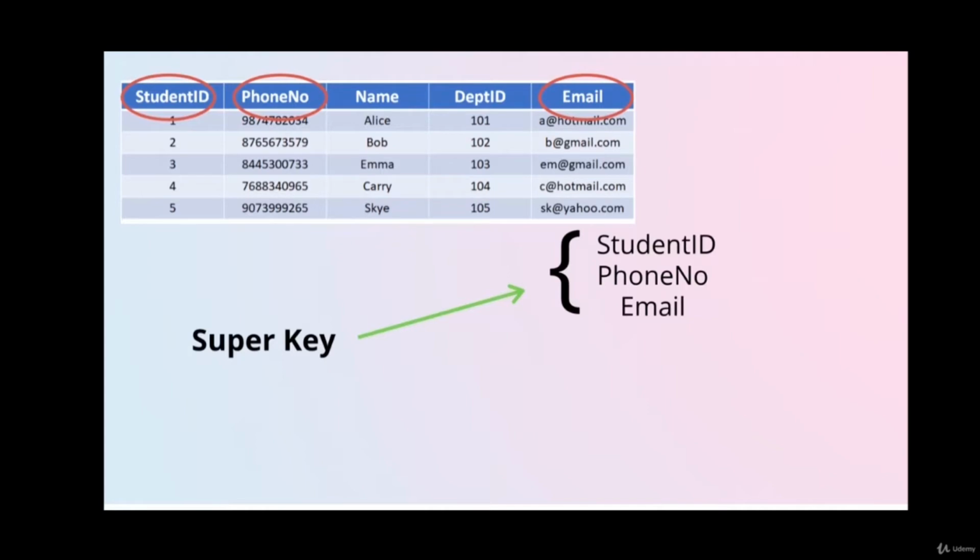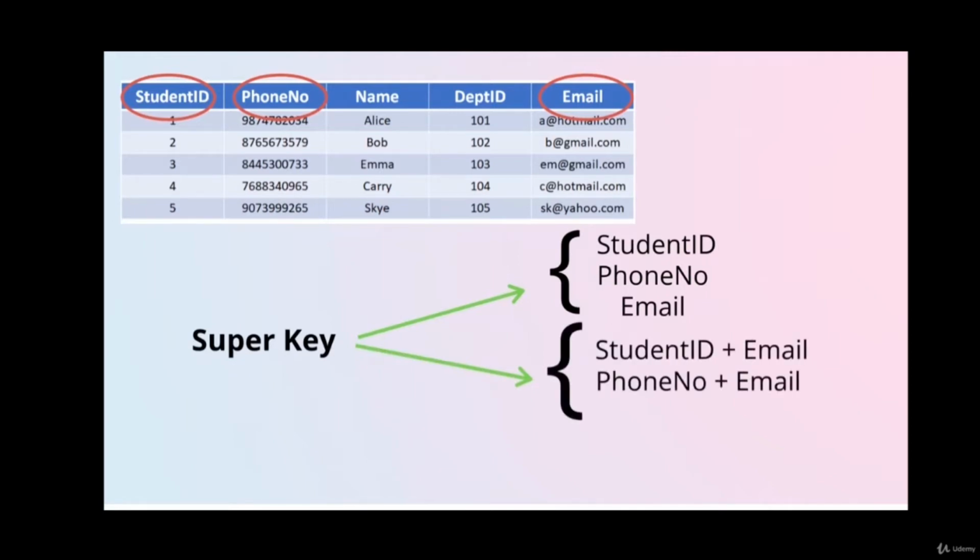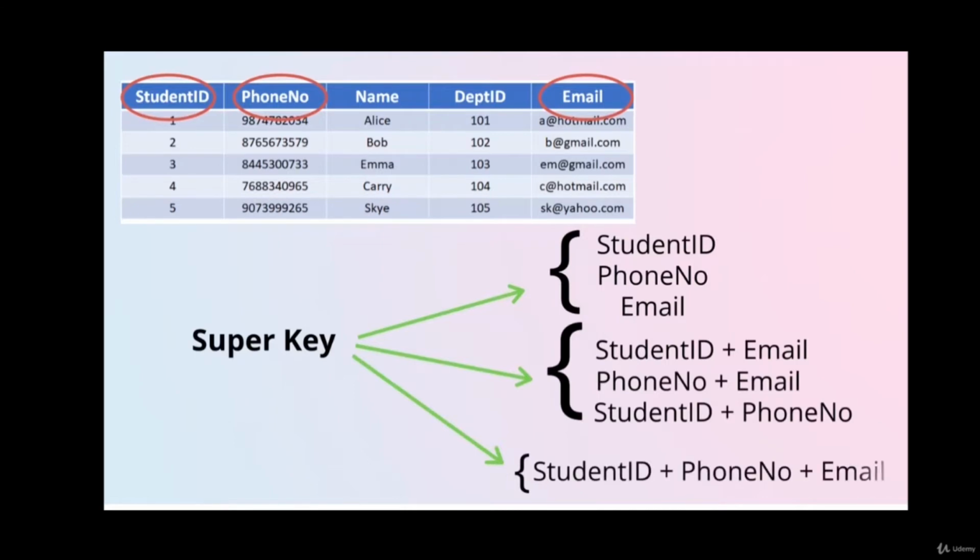In super keys, the combination of 2 or more keys is also taken. So the super keys will also be student ID plus email, phone number plus email, student ID plus phone number, and student ID plus phone number plus email. So these all will be under super key. So super key is nothing but a superset of all the keys.